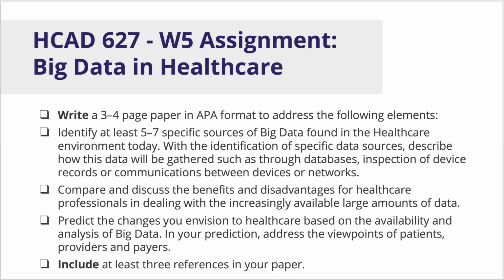Now, looking at this, you're probably going to have an introduction paragraph, and then the second paragraph or two be discussing the sources of big data that you have identified. Great. That's going to be just that introduction and discussing this. It's probably going to be close to 1.5 pages. That's half or almost half of your paper already. So if you look at the rest, compare and discuss the benefits, disadvantages, predict the changes you envision, that's going to be probably 2 paragraphs or so each. And doing that, you'll have your paper basically written.